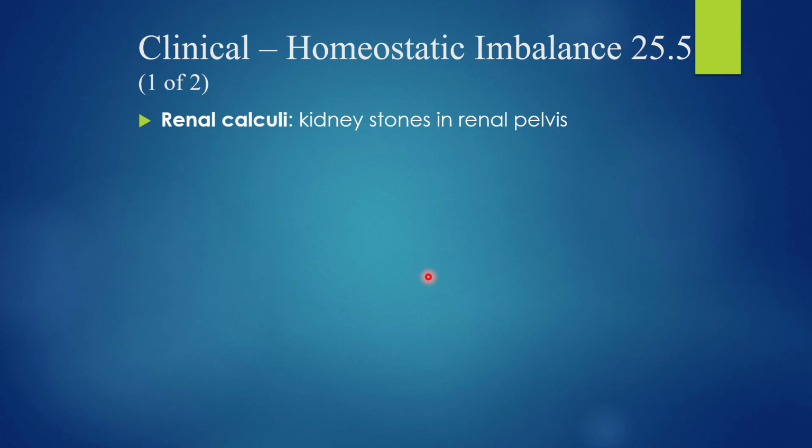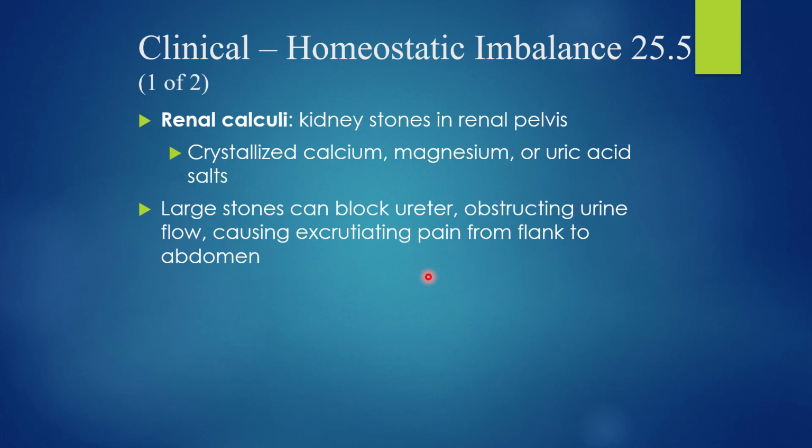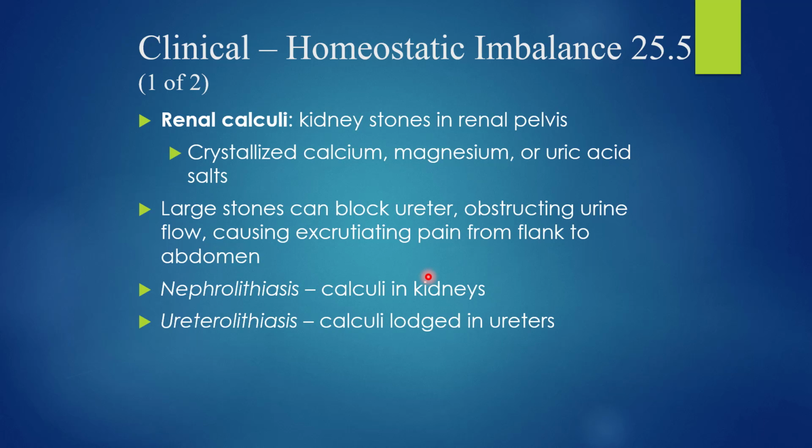Some homeostatic imbalance: kidney stones. These are stones that accumulate in the renal pelvis. They are crystallized calcium, magnesium, or uric acid salts. Large stones can block the ureter, obstructing urine flow. It can cause excruciating pain from the flank to the abdomen. And there's a term for kidney stones, and that's nephrolithiasis. Urolithiasis is the term for stones lodged in the ureters.